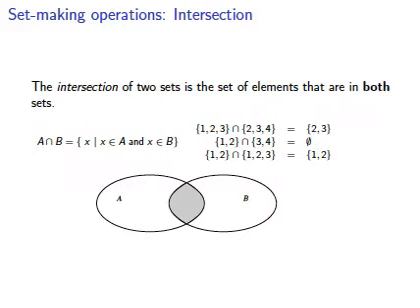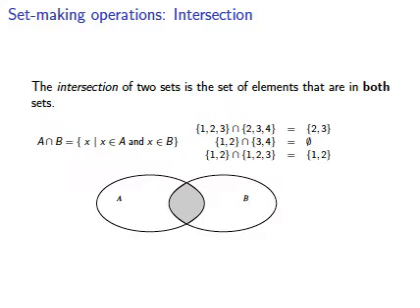Now, the companion operation to union is called intersection. The symbol for it is the union symbol turned upside down. The intersection is the set of elements that are in both sets. Notice in the Venn diagram that the overlap of the two circles is shaded.